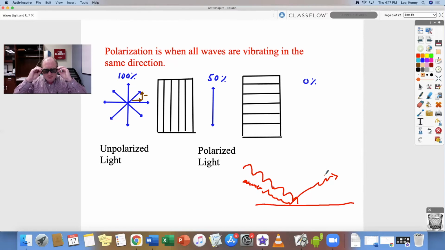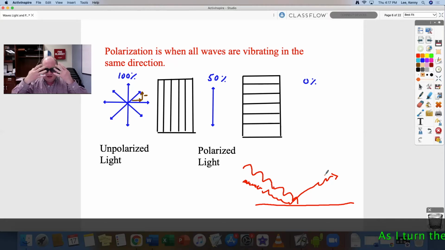and you put them on, and the way they're designed is that one lens is polarized one way, the other lens is polarized the other way. They're not vertical and horizontal, they're kind of like angles.